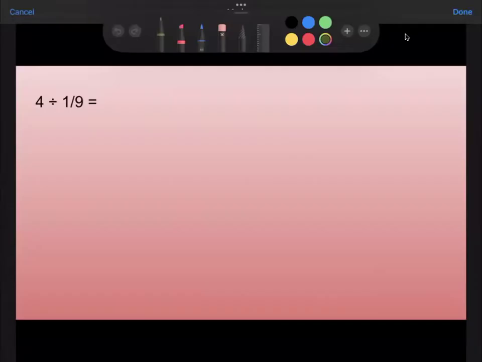Here's our next one and our last one for today's video. What I did for this one is I switched it around so you could see what it's like to take the whole number and divide it by a fraction. We are still going to use keep, change, flip. For this one, I'm going to keep 4 the same, but I still do have to make it a fraction, so I'm going to make 4 a fraction by putting it over 1. Then I'm going to change from division to multiplication. And then the 1/9 is what gets flipped around. So instead of 1 over 9, it's going to be 9 over 1.